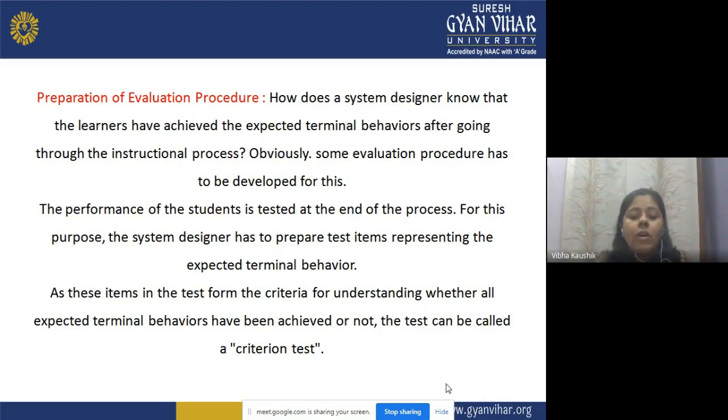The test can be called a criterion test. Now, what do you mean by a criterion test? A criterion test is that type of test where we compare a student's knowledge and skills against a standard cut score. That this is the standard cut score, and if the students are able to achieve that score, the cut score, then we will say that our objectives have been achieved. If that cut score is not achieved by the students, then as a teacher I will say that I am not able to achieve my objectives.